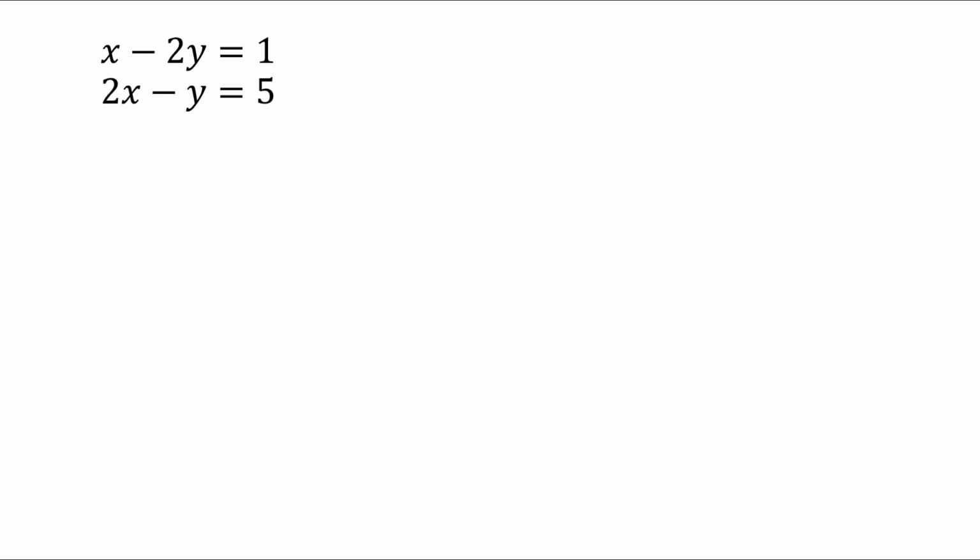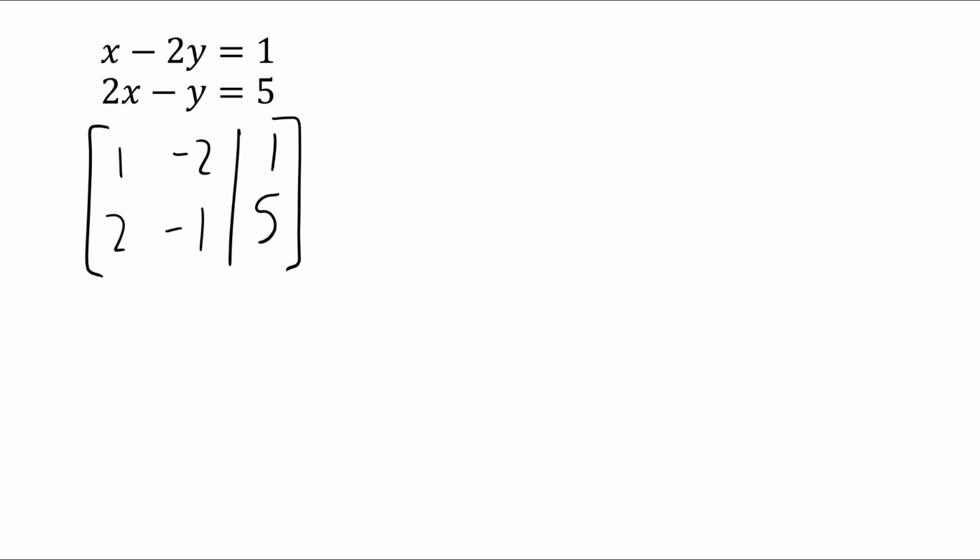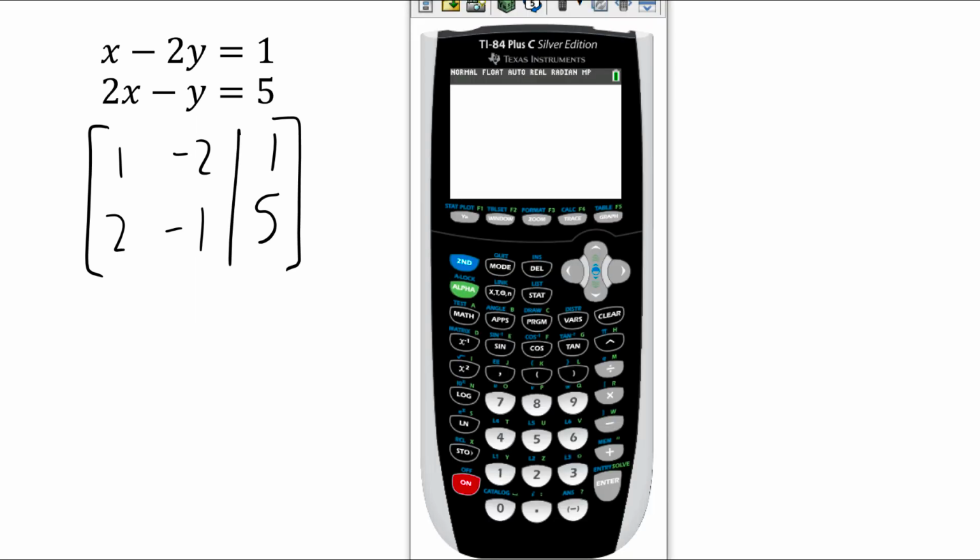All right, so we're going to put it into a matrix just like we did last time. So that's 1, -2, 1, 2, -1, 5. And we're going to put that into our calculator. So the way we're going to do that, we are going to press second and then matrix. We're going to go right twice to edit. We're going to press enter.